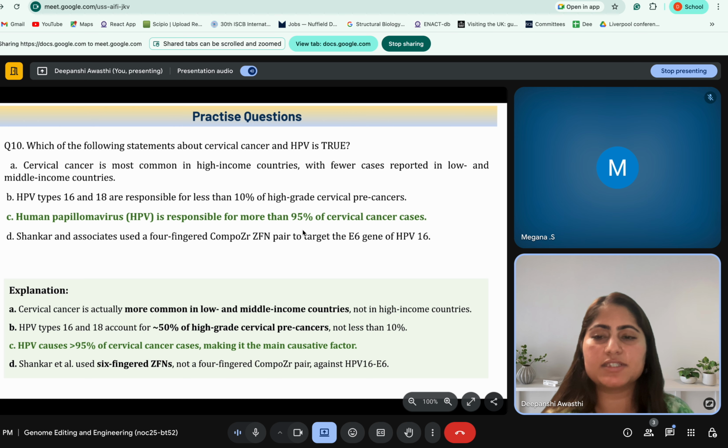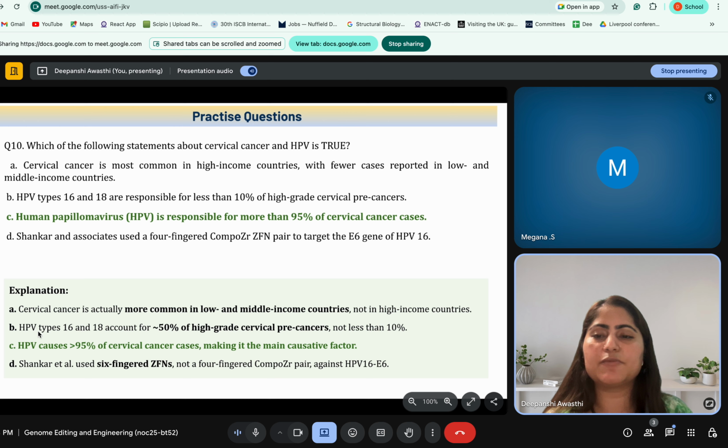So the right answer is option C, in which the HPV causes greater than 95% of cervical cancer cases, which makes it the main causative factor. Whereas if we talk about the first option, then the cervical cancer is actually more common in the low and middle income countries as compared to the high income countries. So the statement was not right.